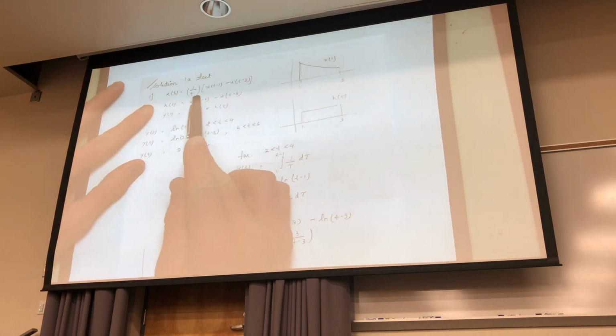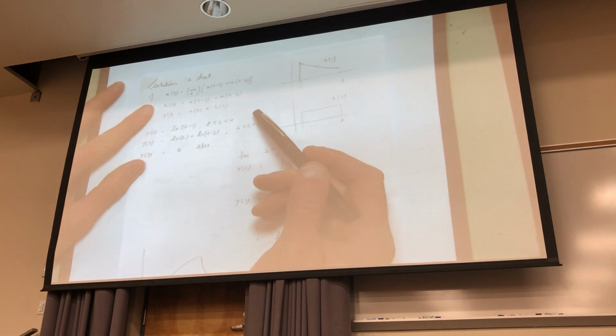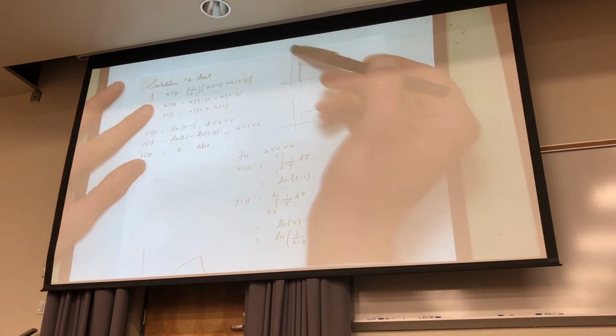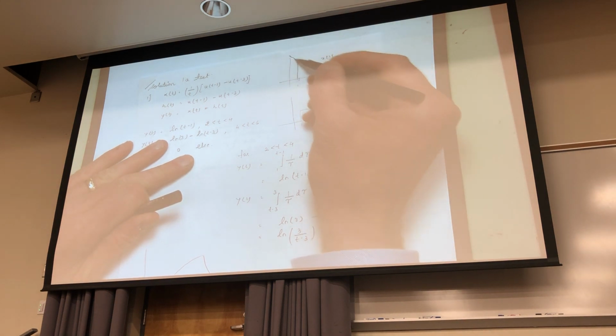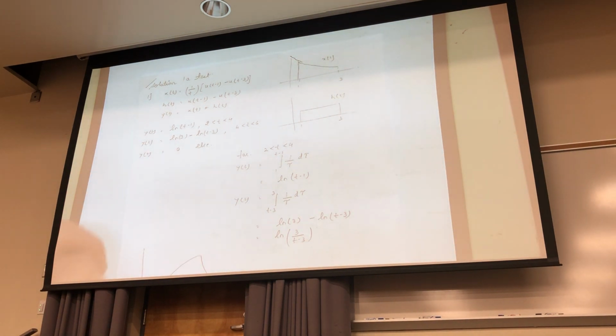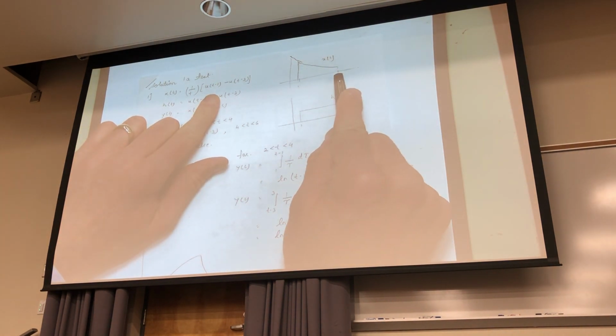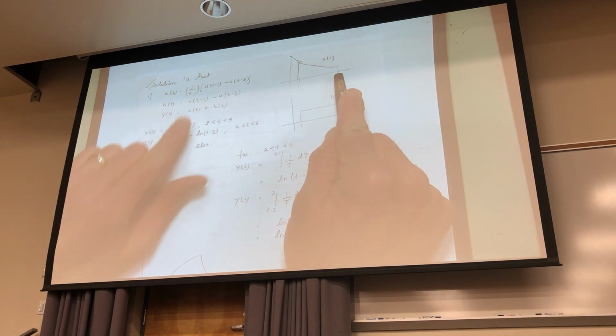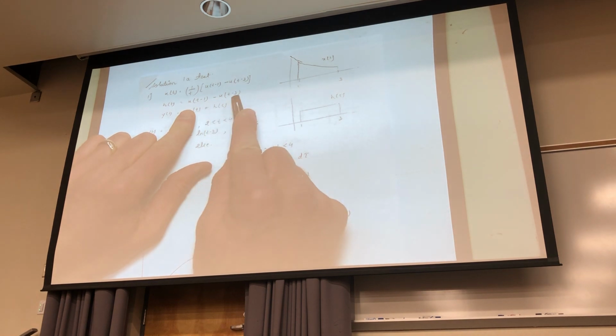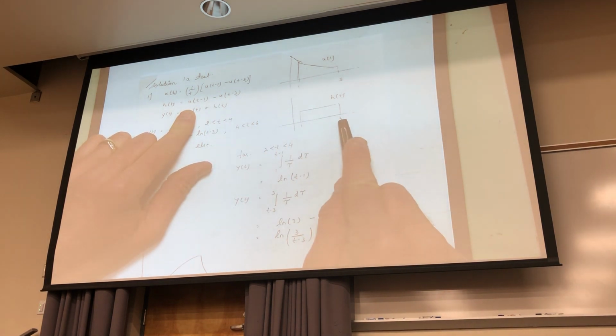I had x of t is 1 over t, u of t minus 1 times u of t minus 3. So 1 over t basically looks like something like this coming down. And it only exists from 1 to 3 seconds. That's the function. That's the one you don't flip. It's just a shifted function like we talked about. The next one is u of t minus 1 minus u of t minus 3. That looks like this. You just draw it out there.